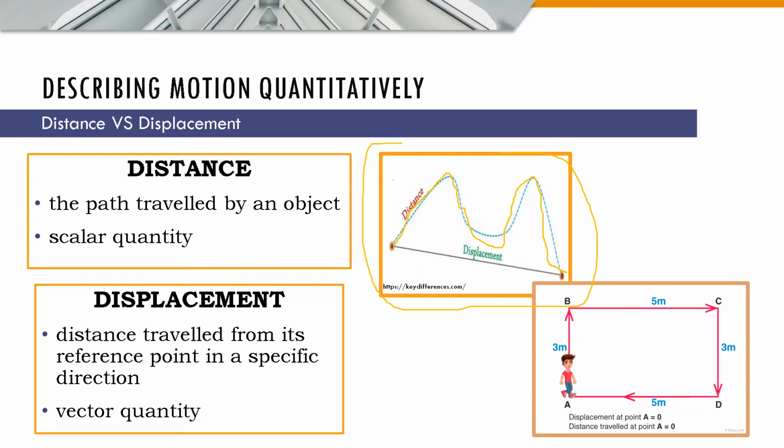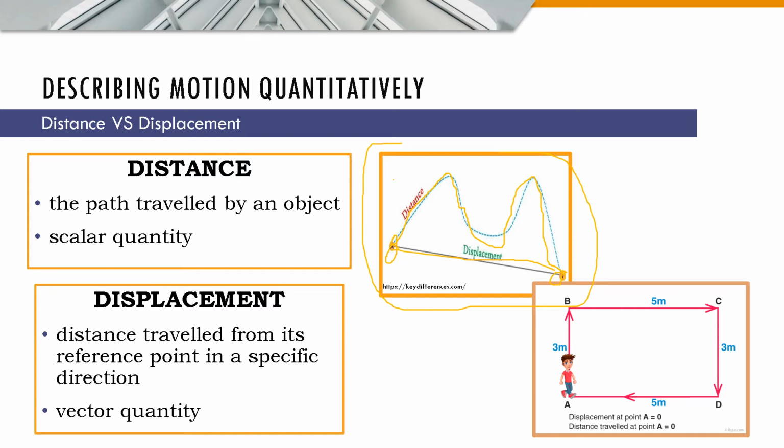While the displacement, it is the distance traveled from its reference point in a specific direction. Again, from its reference point. So, sabi ko sa inyo kanina, reference point is the original position of the object. So, let us say that this is the original position of the object. So, from here to here, yung kanyang endpoint, that is the displacement po. So, yun po yung kaibahan ng distance and displacement.